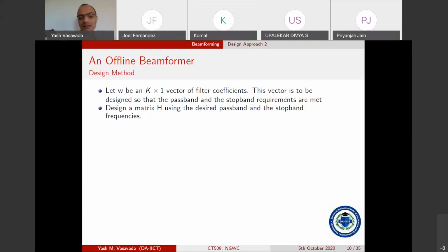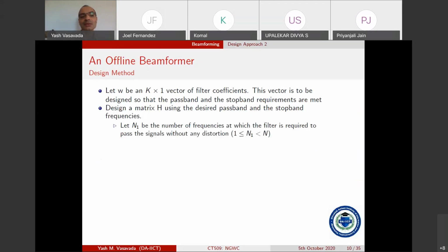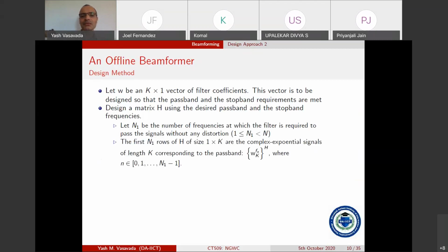We are still having exactly the same mathematical model, that either there are different signals at different frequencies of arrival, or different signals are coming at different directions of arrival. And so either the temporal vector or the array vector is still going to be the complex sinusoidal vector. But we are now going to define it in a slightly different manner. So that is why instead of using the notation capital W, I have used a new notation, capital H. Okay, so let us say that N1 is the number of frequencies or the DOAs at which the filter or the beamformer is going to pass the signal without distortion. And so we are going to make up the first N1 rows of H to be corresponding to those frequencies.